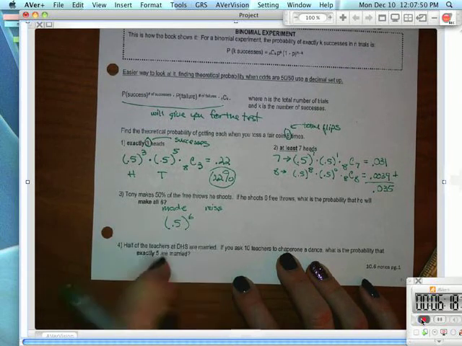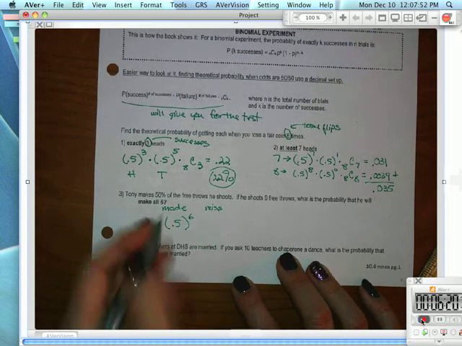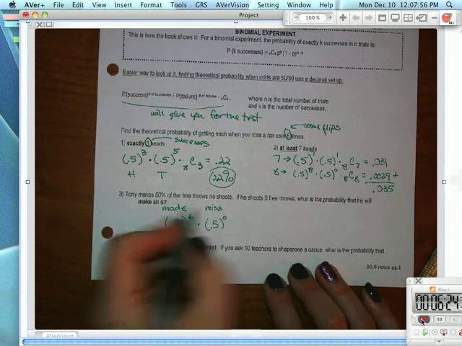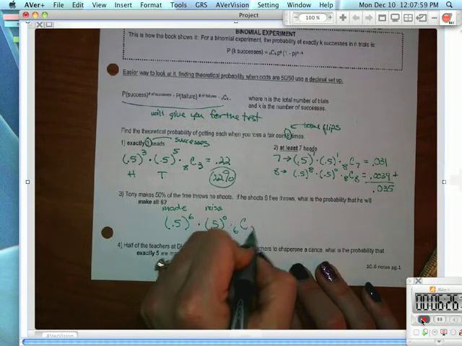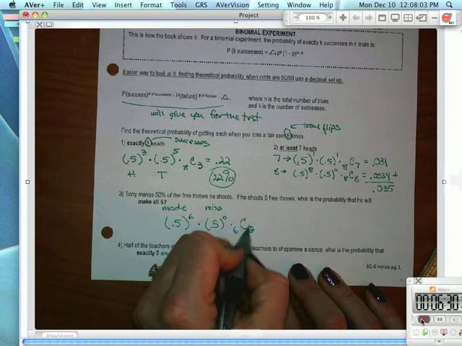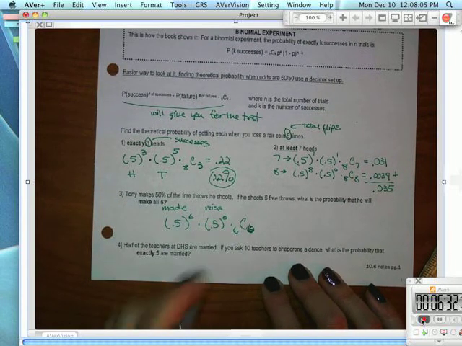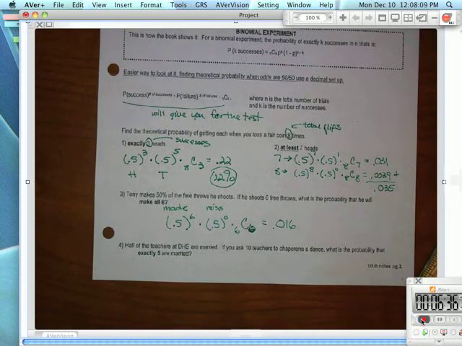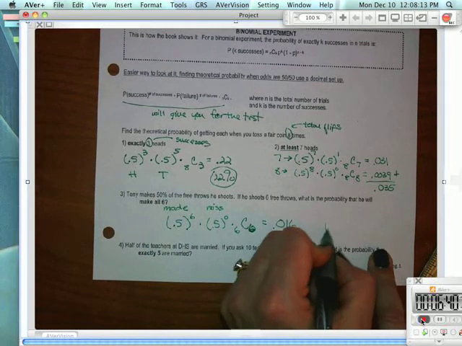So I want 6 of them to be made and 0 of them to be missed, times 6 choose 6. I want all 6 successes. And when you multiply that, it's 0.016. So it's a pretty slim chance of making all 6 free throws, because if you think about it, it's 1.6%.